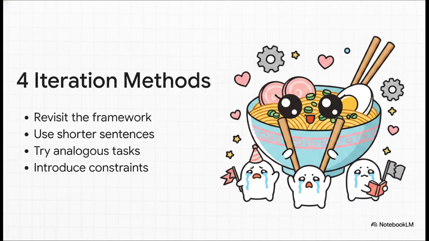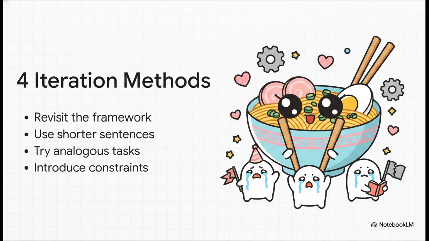Moving right along to Section 2, Iterating for Better Results, and keeping the human in the loop. Because you rarely get the perfect output on the very first try, here are 4 proven methods to iterate. You can revisit the framework. Did you maybe drop some vital context? You can separate prompts into shorter sentences. This works wonders because it helps the AI focus on discrete instructions without getting lost in a giant wall of text. You can try different phrasing or analogous tasks, maybe swapping a dry marketing plan for a narrative story format. Or you can introduce strict constraints, like an exact word count.